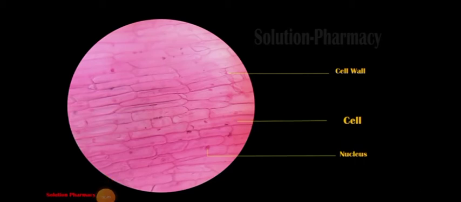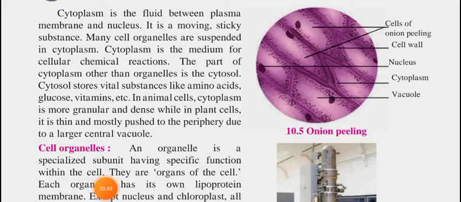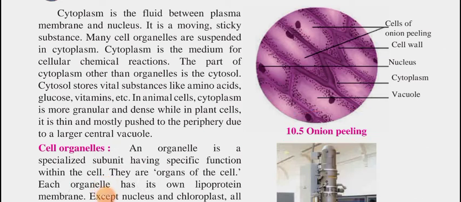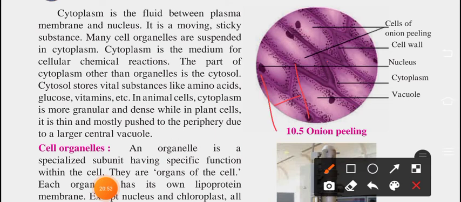Okay, I hope you all have understood. So this onion peeling we have seen. You have to draw this onion peeling also in your book.